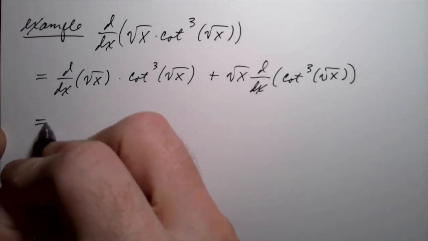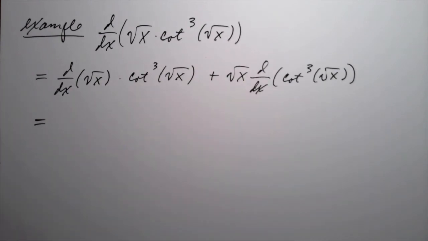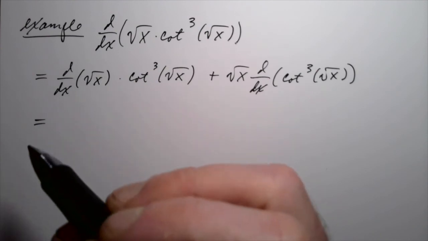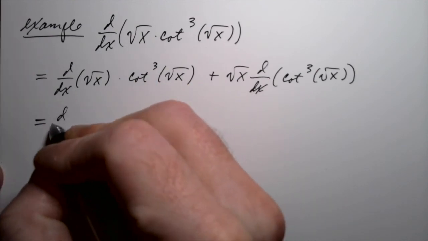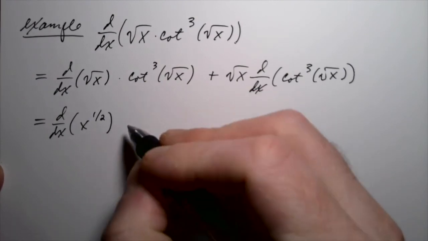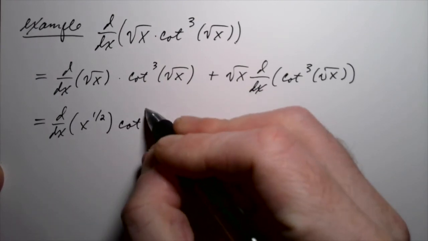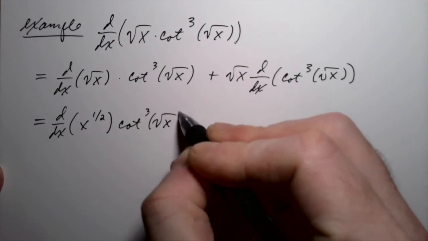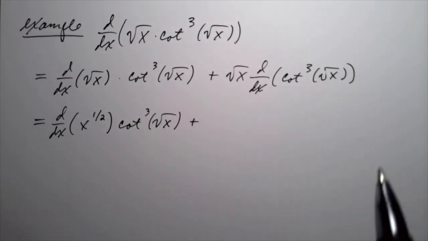Okay. Now here we have the derivative of the square root of x. We've been through this a few times now. The idea is to write the square root of x using x to the 1/2. It's still good to see all the steps, so I'm going to show you step by step. Meanwhile, over here in the other term, I'm going to start analyzing the derivative of cotangent cubed.